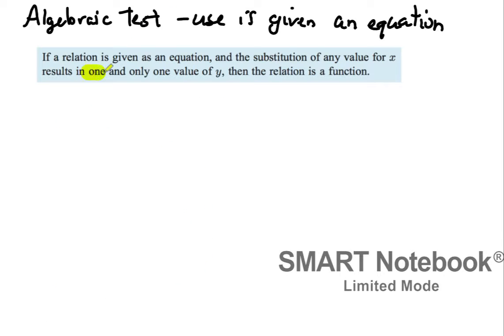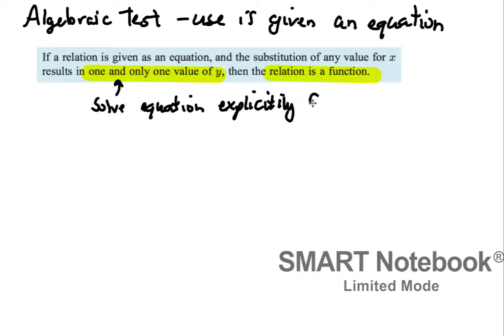Okay, our second test is called the algebraic test, and we use this when we're given an equation. So if a relation is given as an equation, and the substitution of the values of x results in one and only one value of y, then the relationship is a function. So the process we're going to go through to solve the algebraic test is we're going to rewrite our equation so that it's y equals. And if it's explicitly defined as y equals a single expression, then it is a function.